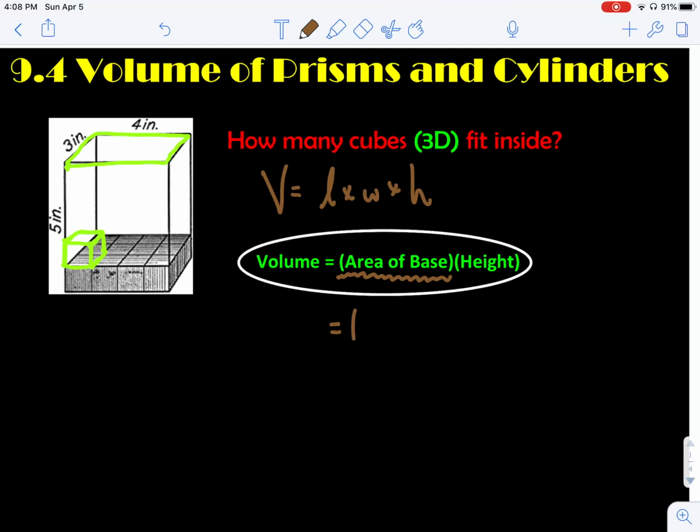In the case of a rectangular prism, or a box, the area of the base is a rectangle or square of some sort, in which case this one is 4 by 3, which is 12 inches squared, times the height of the prism, which is 5 inches, leaving a product of 60. If you take inches squared times inches, you get inches cubed. So 60 inches cubed is the volume of this particular rectangular prism.